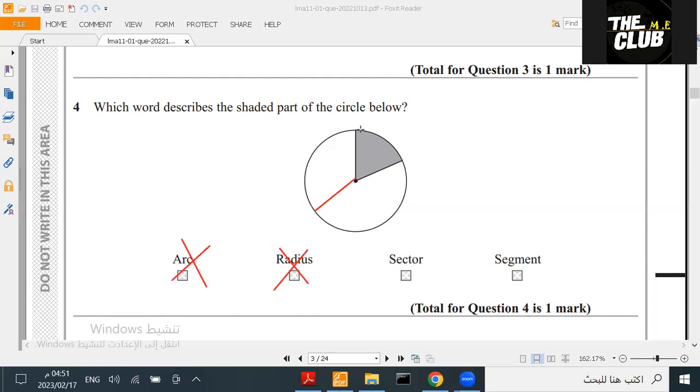تمام. And then next we have a sector. We have a sector and a segment. Now a segment is like this. Our segment. Let me show you.